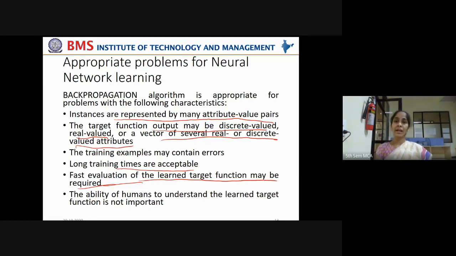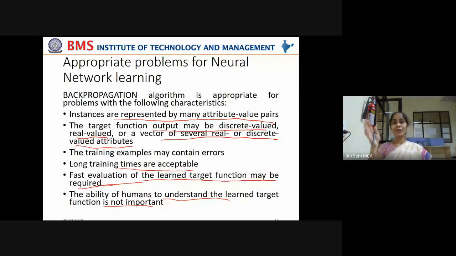Though the training time in artificial neural network is more, the evaluation time is quite less. It is very, very less. It will be able to predict something very quickly by evaluating from its experience. Okay? And the ability of humans to understand the learned target function is not important when you don't want to know what is happening inside the black box.